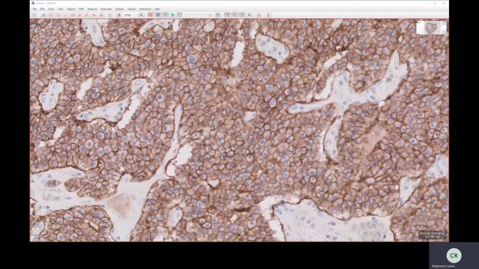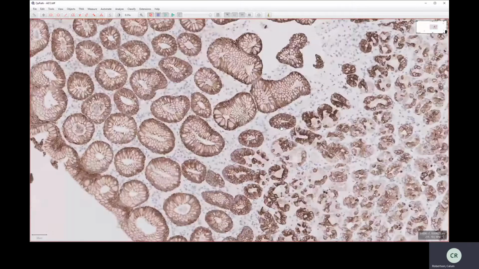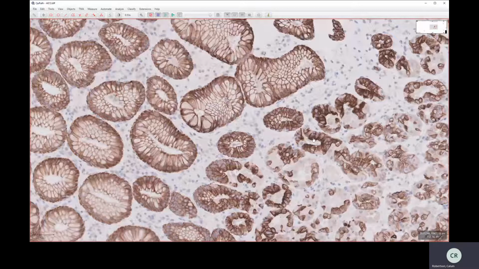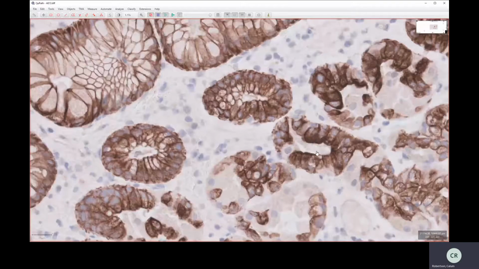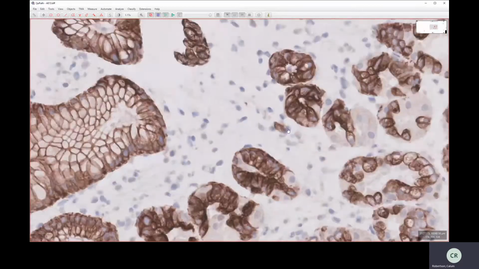Another type of staining we might see is cytoplasmic staining. So this is AE13, which is a cytokeratin. As well as membranous staining in a cytokeratin, you'll also see cytoplasmic staining. So not only is this highlighting the outlines of the cells, it's also staining within the cell cytoplasm itself.